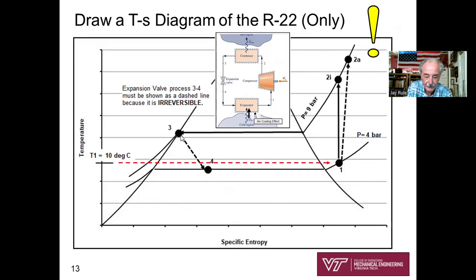at saturated liquid. State 4, I've studied enough to know that the throttling valve is a very irreversible process. There's no power coming out of that valve. We're not getting any work out of the valve. The valve is fully insulated. And so process 3 to 4 is shown as a dashed line, very irreversible process going through the expansion valve.